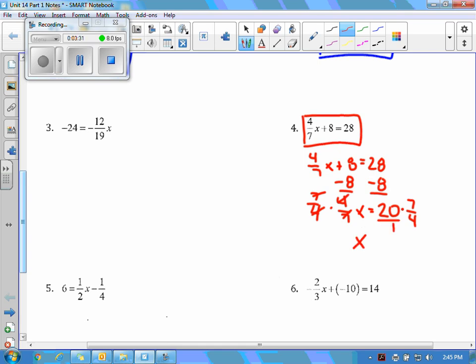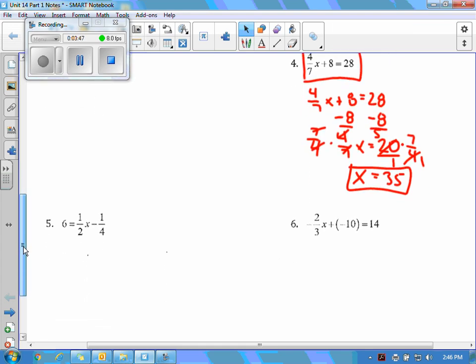This is 20 over 1. 4 divided by 4 is 1. 20 divided by 4 is 5. And then I can do 5 times 7 and get 35. So a 2-step equation. Add or subtract first, and then multiply by the multiplicative inverse.